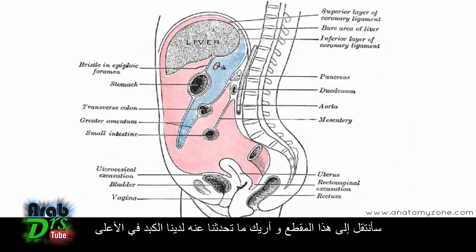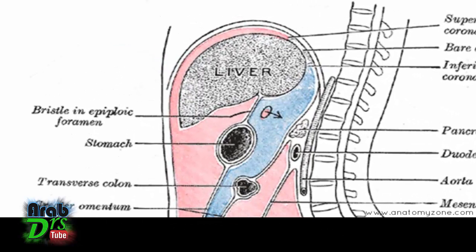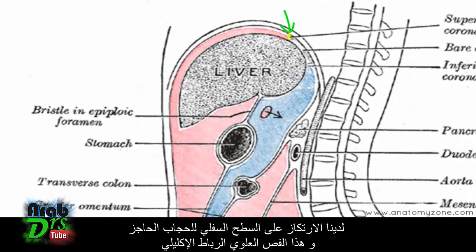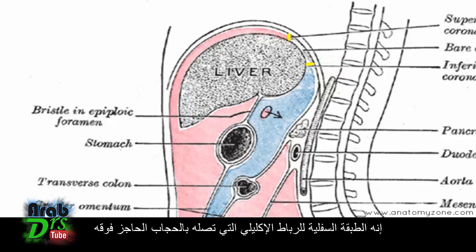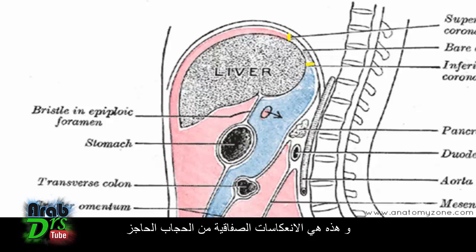So I've just switched back to this diagram and I'll show you what we've just talked about. We've got the liver at the top, we've got the attachment to the inferior surface of the diaphragm. So this is the superior layer of the coronary ligament, and you've got this attachment a little bit further down and on the posterior aspect of the liver. So this is the inferior layer of the coronary ligament, which attaches it to the diaphragm above. And these are the peritoneal reflections from the diaphragm.